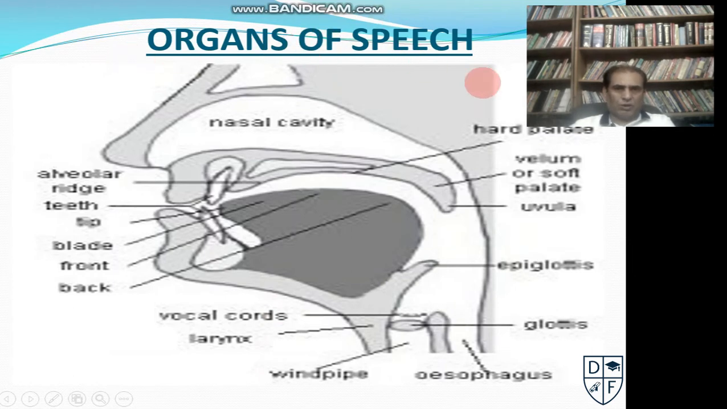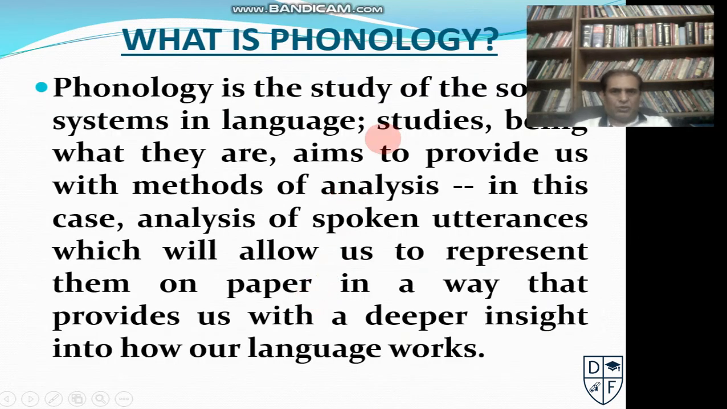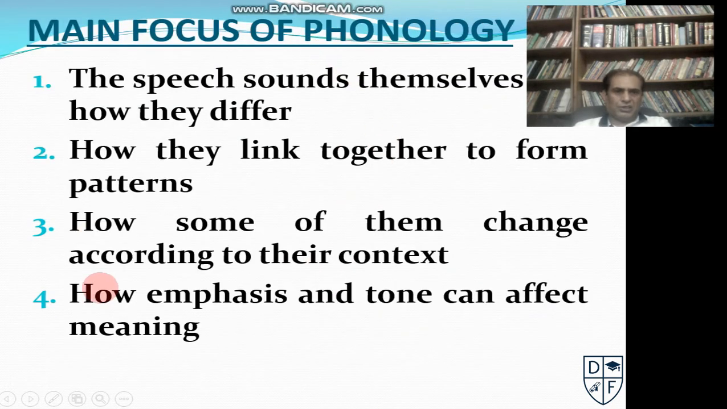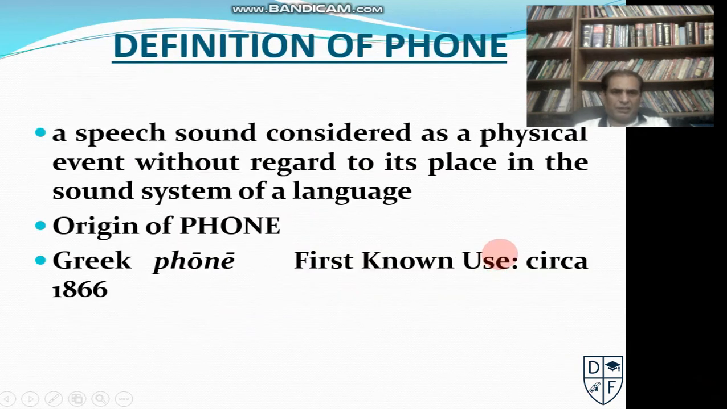Then we talked about the organs of speech like nasal cavity, alveolar ridge, teeth, lips, blade, front, back, parts of the tongue, hard palate, soft palate, velum, uvula, epiglottis, glottis, esophagus, windpipe, vocal cords, larynx. We talked about phonology. It deals with the speech sounds themselves and how they differ, how they link together, how some of them change according to their context, and how emphasis and tone can affect the meanings.